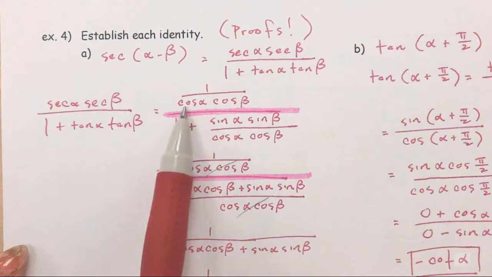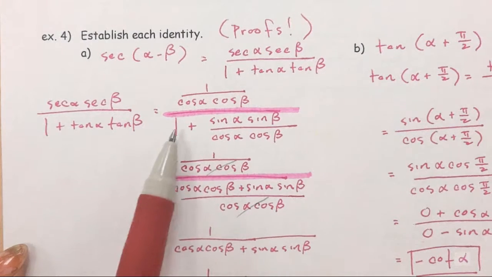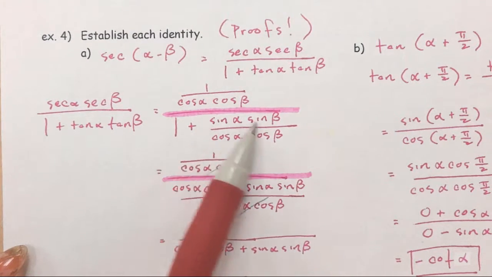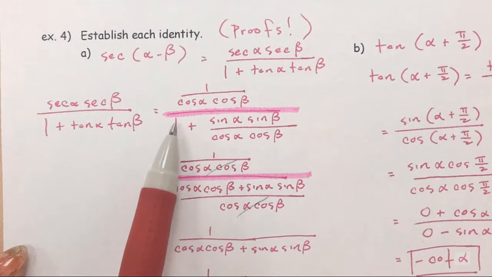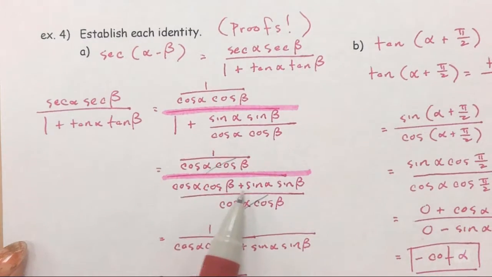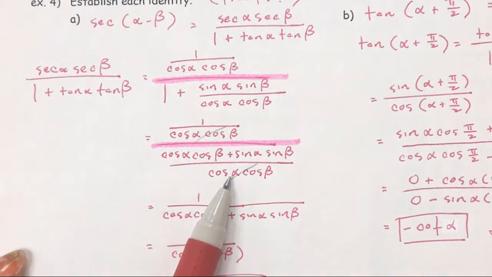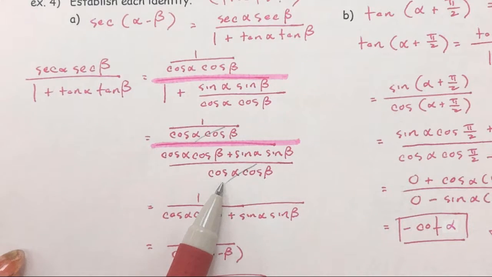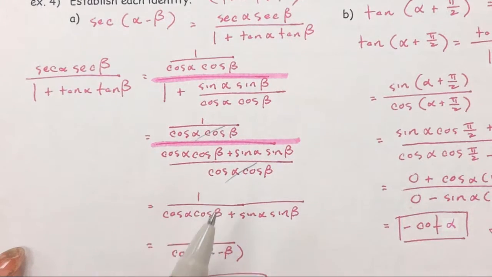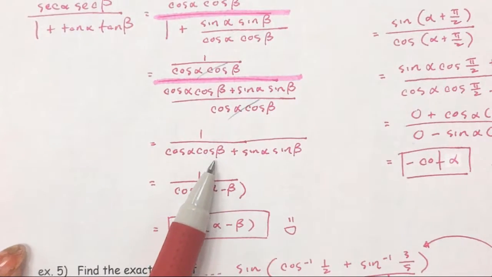So the top has cosine, cosine. The bottom, I need it to be cosine, cosine also. So the bottom, in order to make this cosine, cosine in one fraction, then I need this to be cosine alpha, cosine beta over cosine alpha, cosine beta. So if I do that, then I have cosine alpha, cosine beta plus this numerator all over the same denominator. Once you have the same denominators, you can divide the denominators away, right? So you have left 1 over that as your denominator.